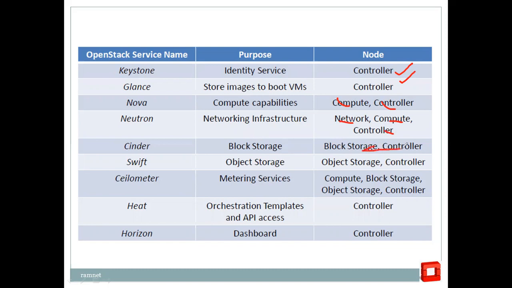Cinder, block storage and controller. Swift, object storage and controller. Ceilometer and Heat are not required. Horizon is running on a controller. So where it is, which service is running in which entity, we've seen that. These are all the things which we discussed: Keystone, Glance, Nova, Neutron, Cinder, Swift, then Horizon.